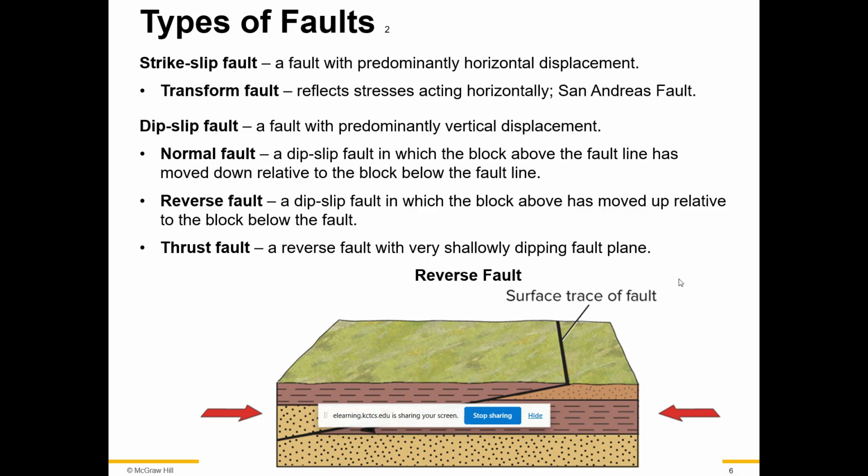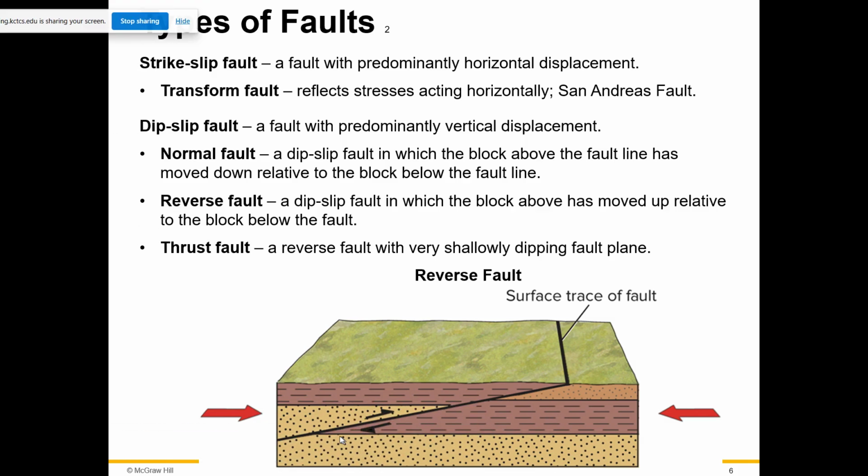Types of faults. All right, so we have the strike slip fault. That is the San Andreas. That is where one side moves past the other. It's your transform boundary. And then we have the dip slip fault. So we have the normal, which is where the block above the fault moves down, and it's because it's being pulled apart. So this block, if the arrows were going the other way and being pulled apart, this is going to fall down. That is a normal fault.